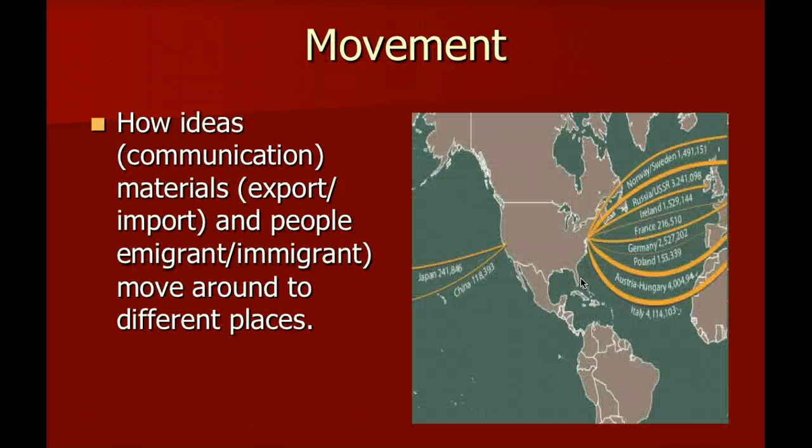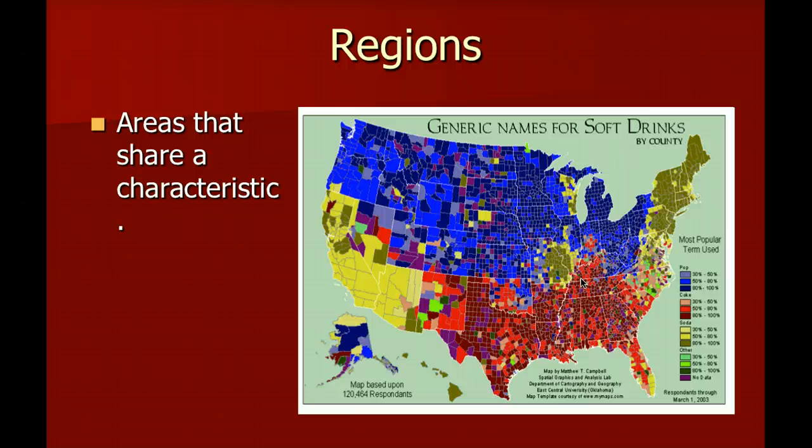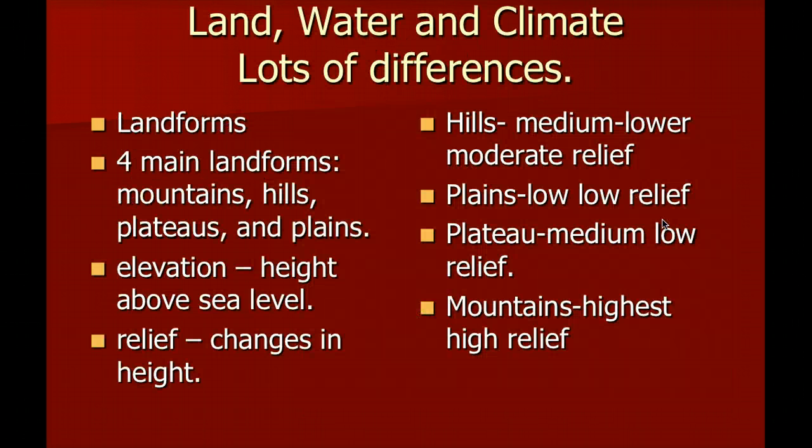Movement of people, and this is an immigration pattern movement map. Then regions. This here is a regional map, and if you look here, the blue people are the people who call carbonated beverages pop. The red people are the ones that, no matter what it is, call it Coke. The ones up here, the brownish ones and yellowish ones, are the ones that call it soda. There's some other ones as well. So land, water, and climates, lots of differences.